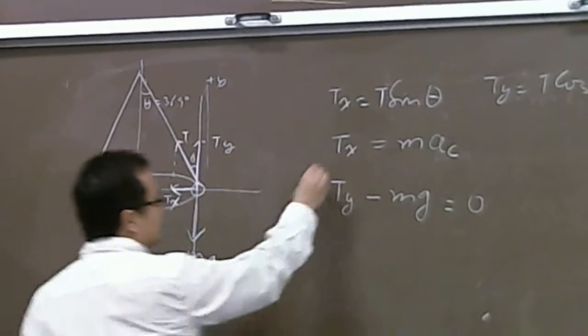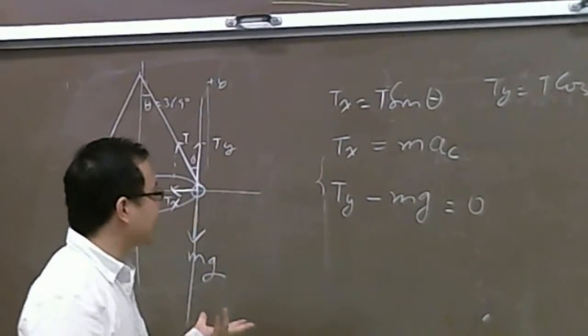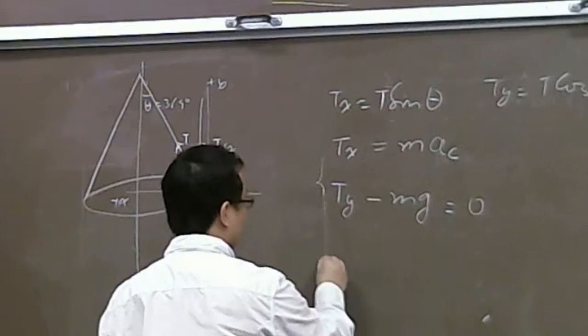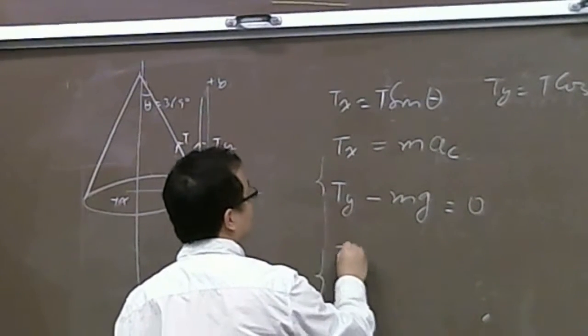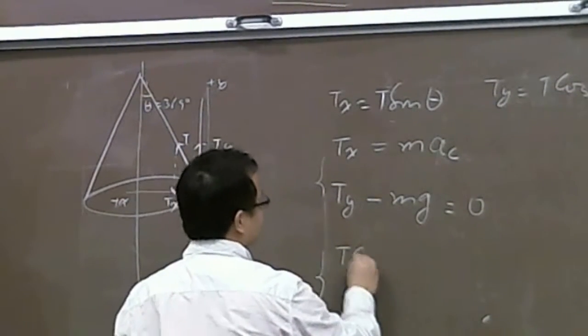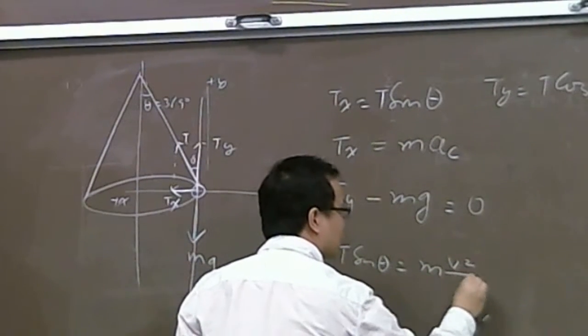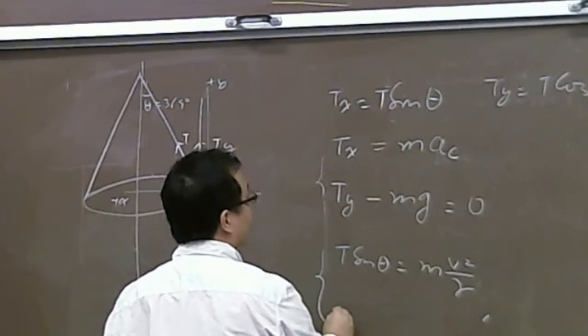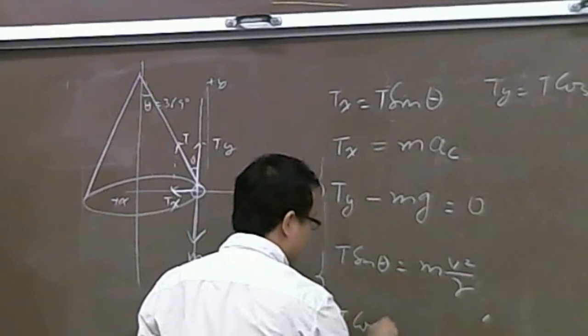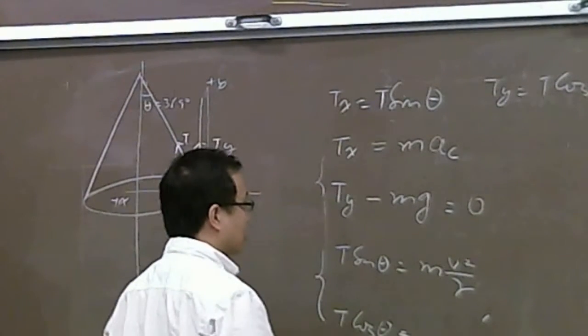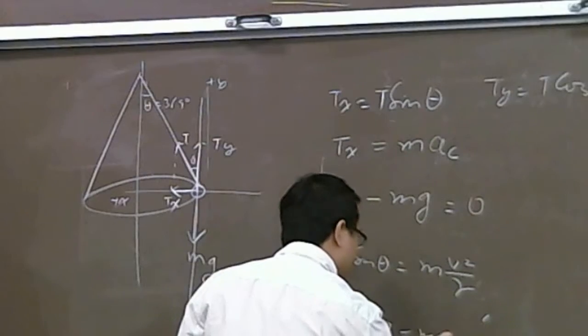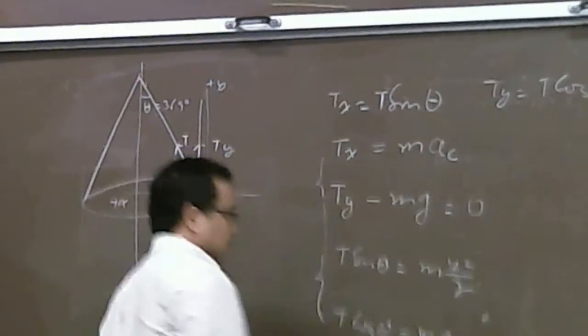Now you can see the two equations. The first one is T multiplied by sine theta equals m v squared over r. The second one is T multiplied by cosine theta minus mg equals 0.